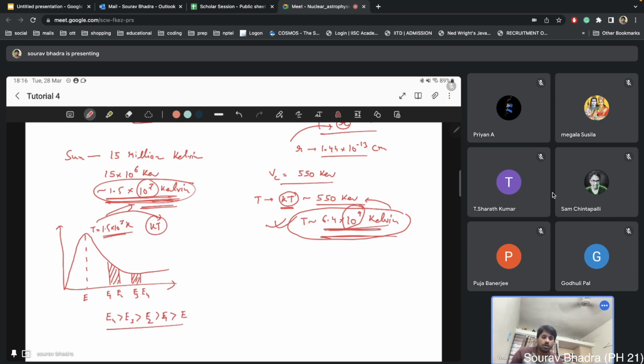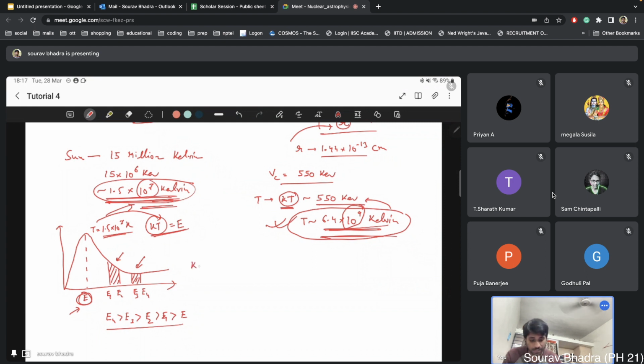Although the maximum number of particles is at E, which is this kT, where T is 1.5 times 10 to the power 7, at this particular temperature the maximum number of particles are there, that is fine. But a few particles, denoted by these two areas, in the region of E1 to E2 or E3 to E4, will be there in the high energy limit.